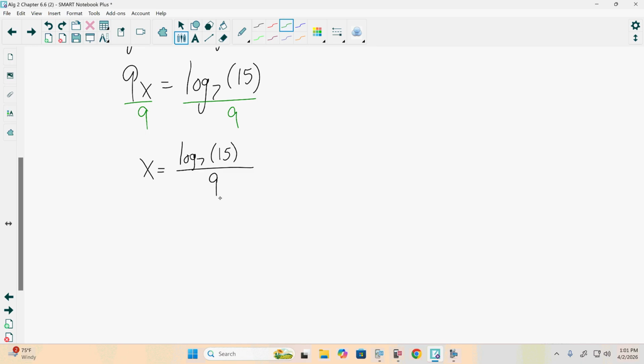Now, we did have our properties of logarithms, our quotient property, but that said log base b of m divided by n is equal to log base b of m minus log base b of n. That is not what we're doing here. It's not dividing two things inside of a log.